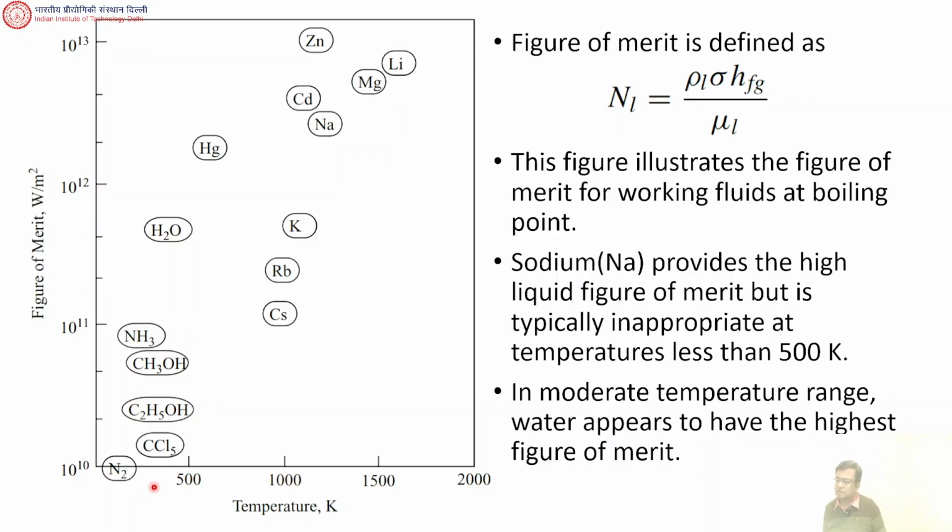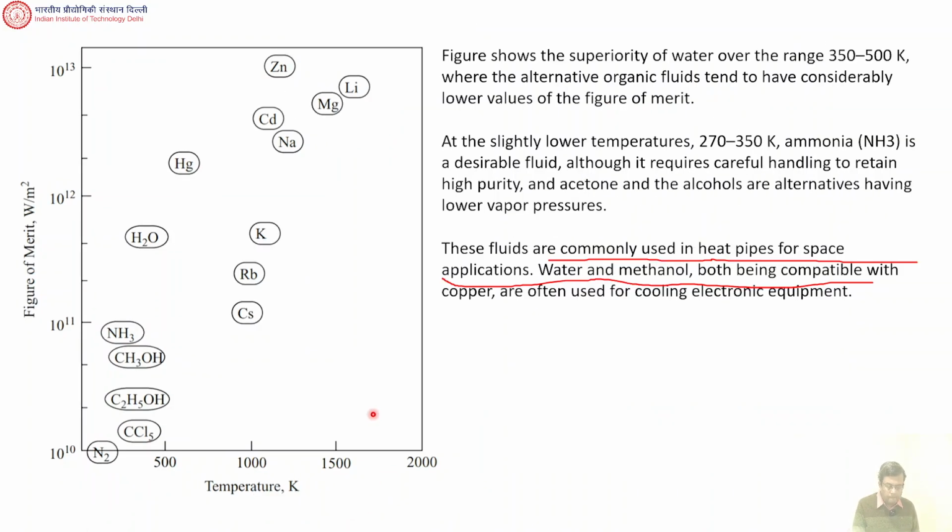Okay, so that's good news because water is obviously abundantly available, and if it has got a good figure of merit, then it's useful for us. In many applications, you can just use water, not bothering about something else. So water is superior in this range, 350 to 500 Kelvin. And ammonia is good at slightly lower temperature. For slightly lower temperatures, ammonia can also be used.